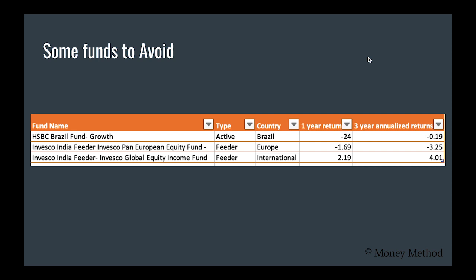And then there are some international investment funds which are feeder funds that put money in not-so-great stocks. So when you're looking at a feeder fund, look at which funds these are putting money into, right? If they're not putting money into the place where you want your money to go, it's better to avoid those kinds of funds. That's what we had today.